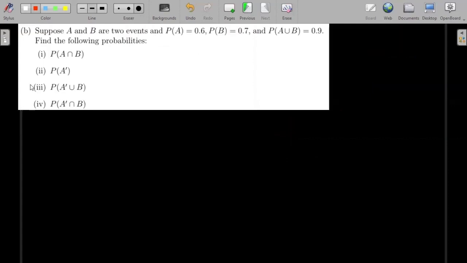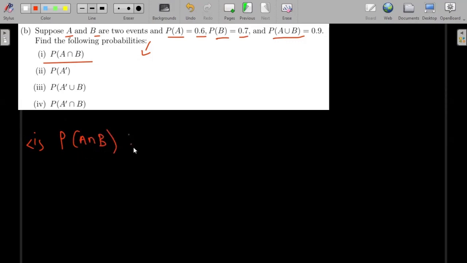Okay, so let's solve part B. They're saying, suppose A and B are two events such that the probability of A is 0.6 and the probability of B is 0.7, and the probability of A union B is 0.9. Find the following probabilities. So the first one, we're finding the probability of A intersection B. So how can we find this?